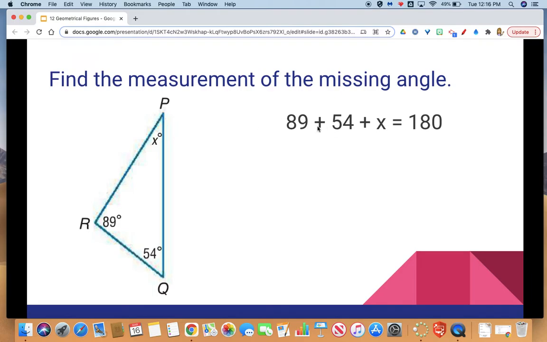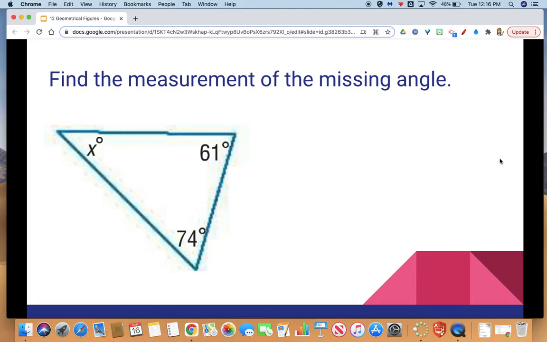Add our 2 terms on the left that are constants together. We get 143. Now we want to get x by itself. So to get rid of this 143, we would subtract 143 from both sides. 180 minus 143 will give us our answer for x, which is 37. We could double check that our answer is accurate by plugging it back in and making sure all of those angles add up to 180, which they do.